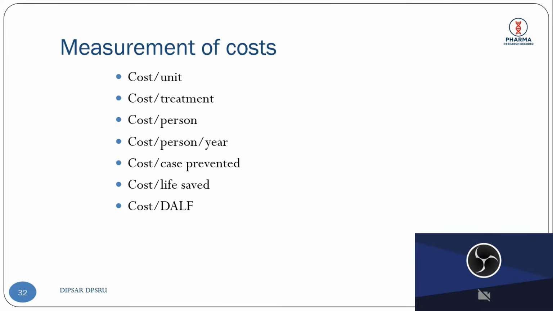So you can measure the cost per unit, cost per treatment, cost per person. You can calculate cost per person per year, cost per case prevented in case of vaccines, cost per life saved, cost per DALY, cost per QALY. All these, depending upon your research questions, you can do, right?